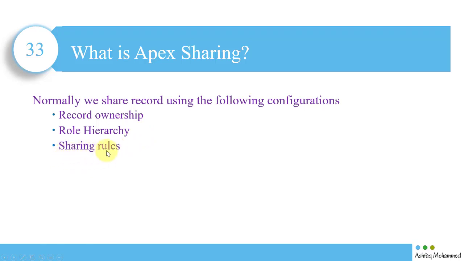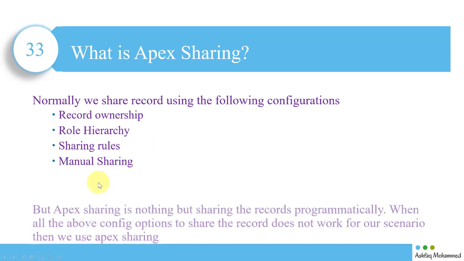And we can also use sharing rules. I can create a sharing rule and share the records based on my requirements, right? I also have manual sharing. In cases where I'm not able to reach some sharing rule, I can also share manually, right? So these are all things we can do by config.